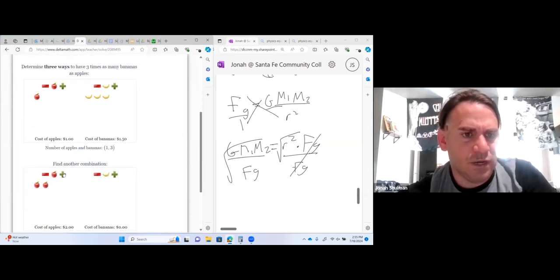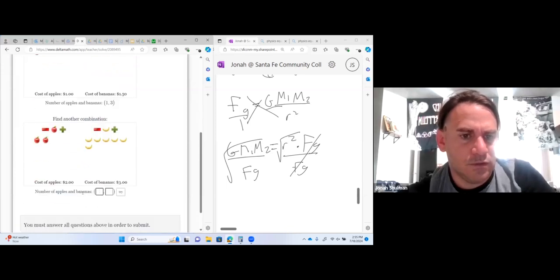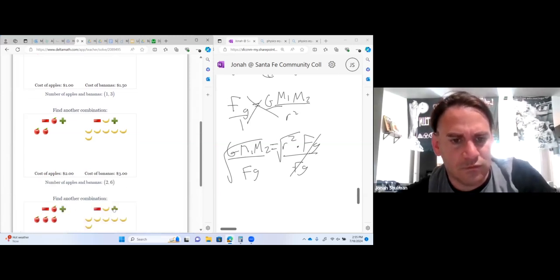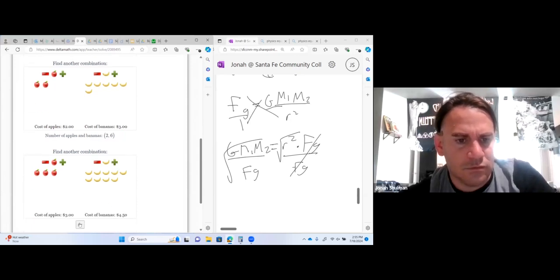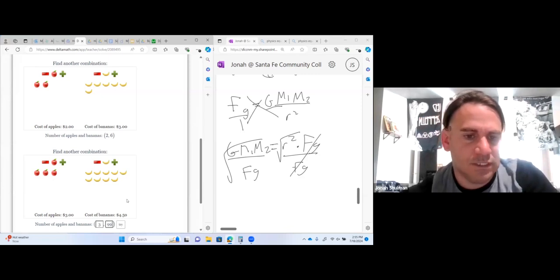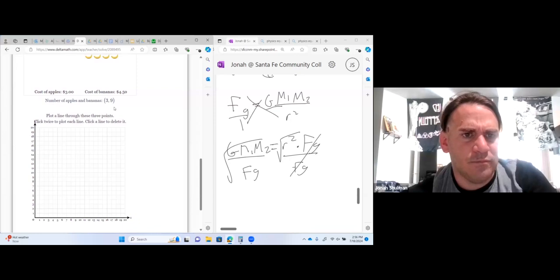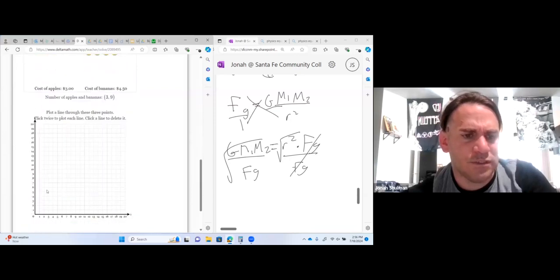All right, so now we need two apples and so now it's 2 and 6. This will really help students understand it. And here's three apples, and we need 9 nanners. Each of these is 3 times as many bananas as apples. All right, now I get to plot them. So we have 1, 3, 2, 6, and 3, 9. So 1, 3, 2, 6, 3, 9. Cool.